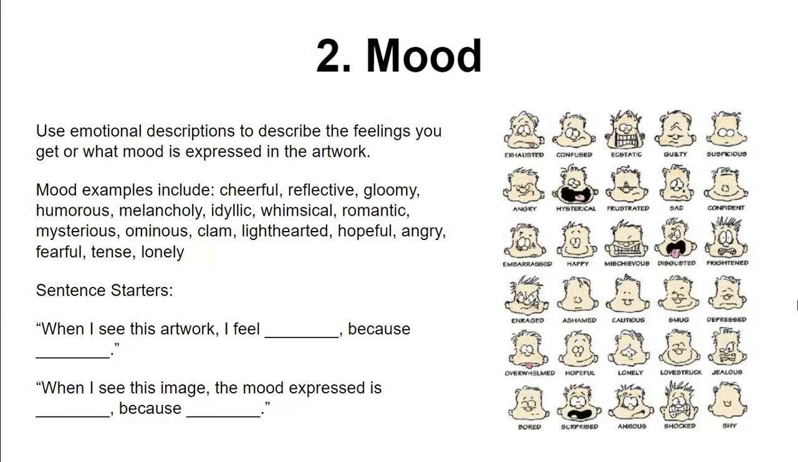It's up to you. Sentence starters. When you look at the artwork, you might say something like, when I see this artwork, I feel blank because blank. So it's not good enough that you give me an example of a mood or a feeling. You have to explain what specific reason or what color or shape or value or content expresses that feeling. You could also say, when I see this image, the mood expressed is blank because blank.